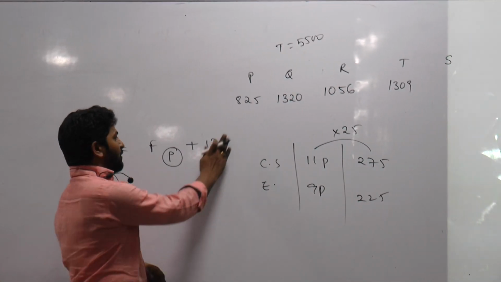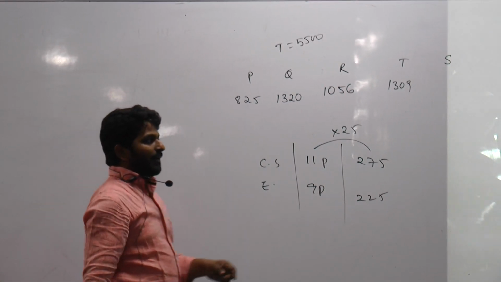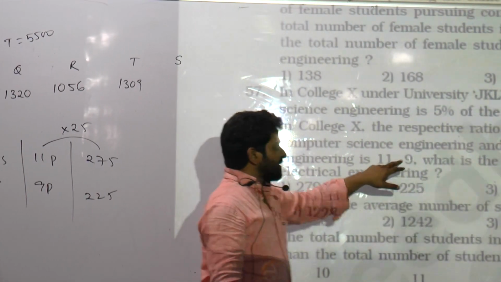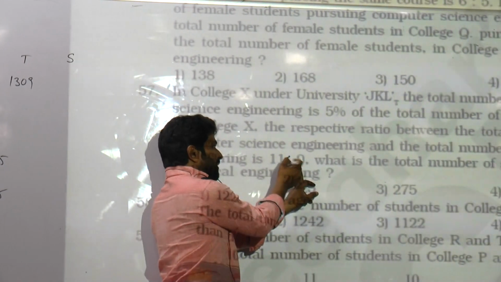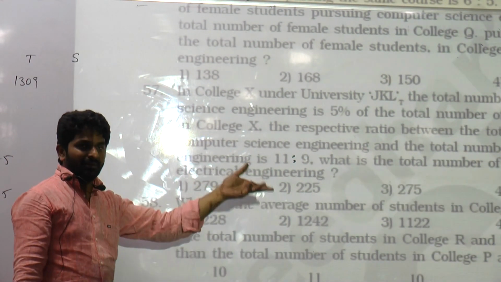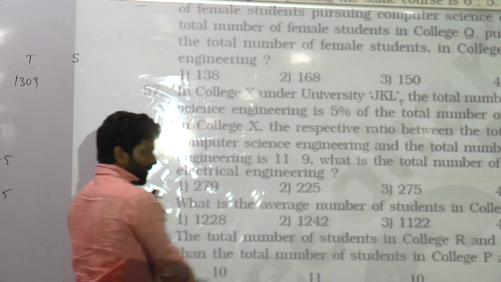Here also, before going to solution, you are asked about the number of electrical engineering students, which in terms of parts is 9 parts. 9 parts should always be a multiple of 9. This is a multiple of 9, this is also a multiple of 9. I have more than one option, I need not verify others also. I must do it.